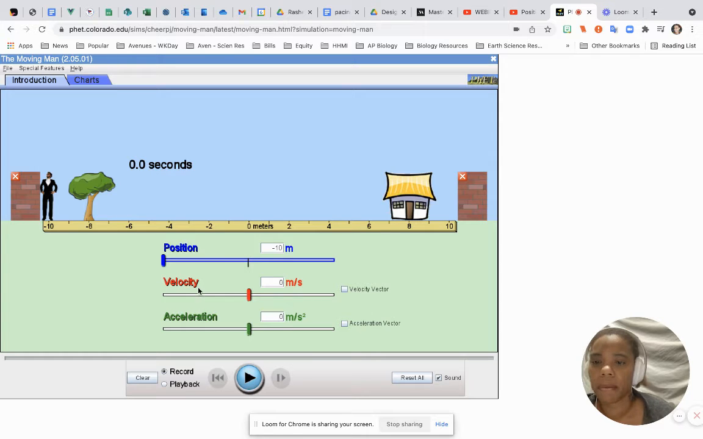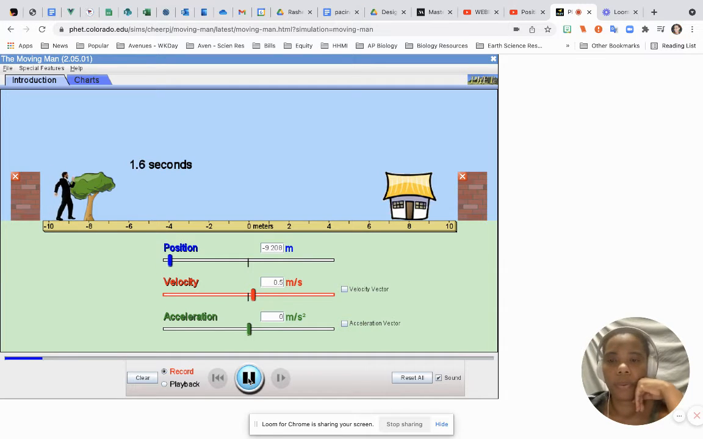Okay. And so I'm going to just change this here to this, and I'm going to hit play here. When you're watching this man, what do you notice about his motion? What can you say about his motion?